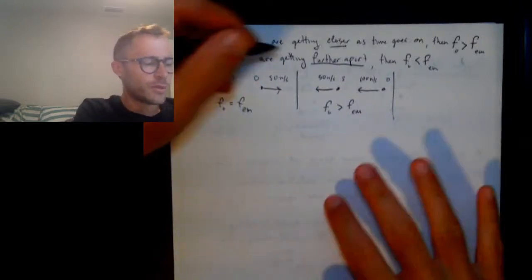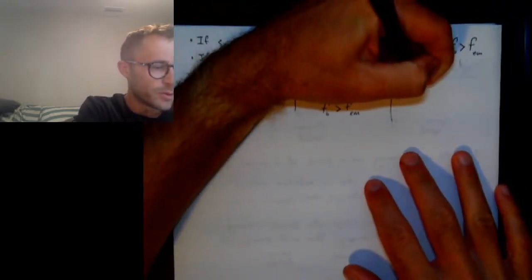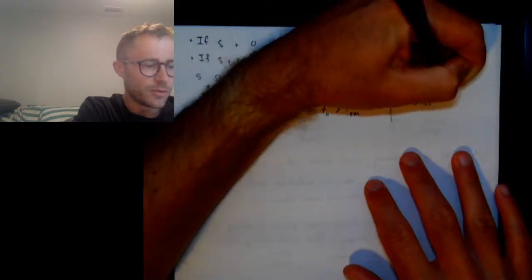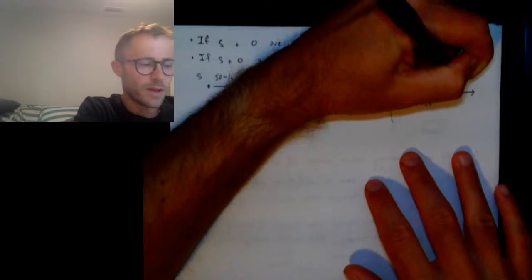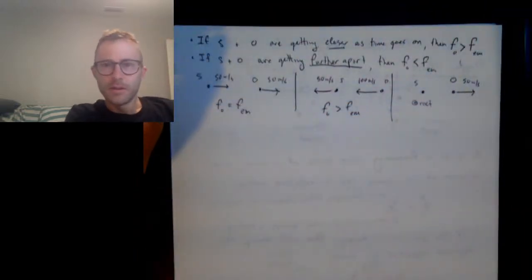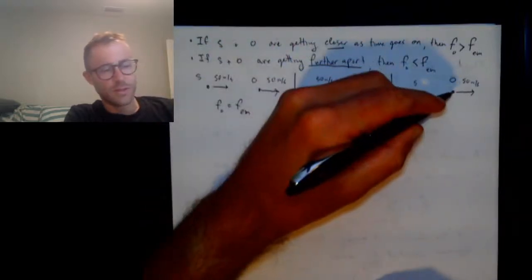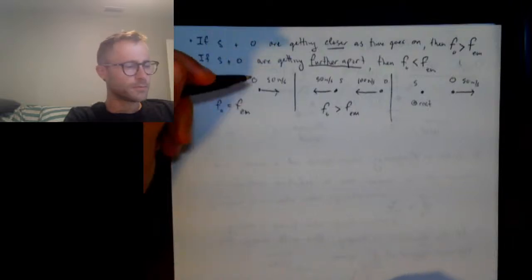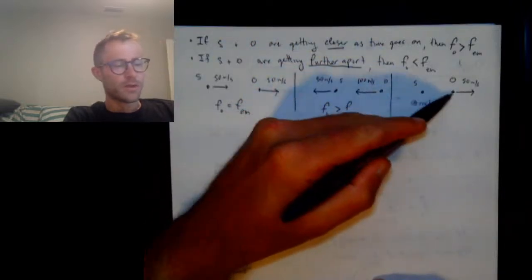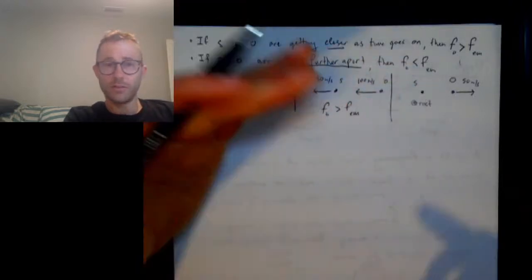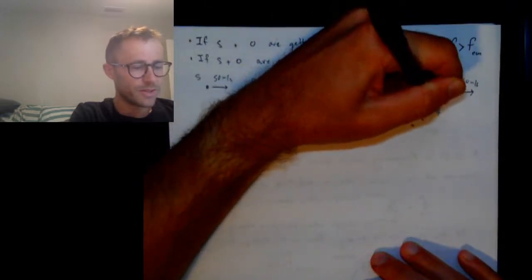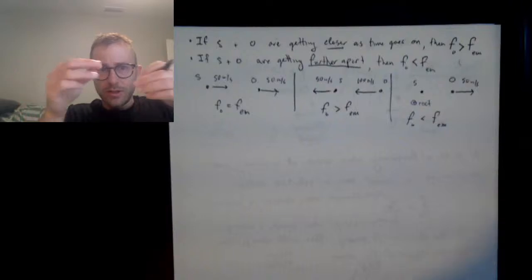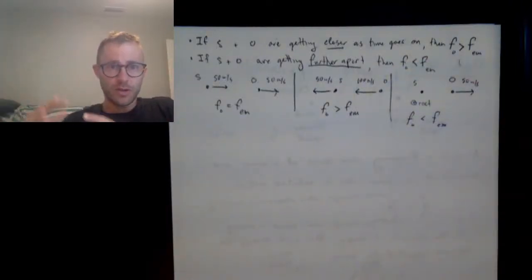What if we have a situation where the source is at rest, and the observer is moving this way at 50 meters per second? In that case, the source is at rest and the observer is traveling away from the source, so they're getting further apart. And so here the observed frequency is going to be less than the emitted frequency. Okay? So that's how that works. You have to look at the relative motion and see if they are getting closer together or farther apart, and that would tell you what's going to happen to the frequency.